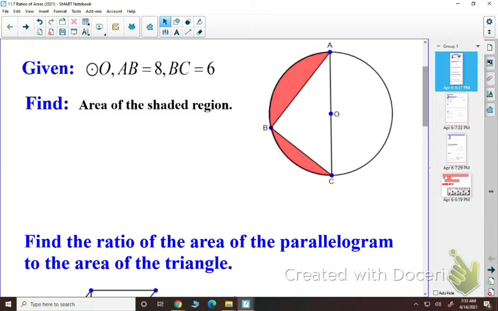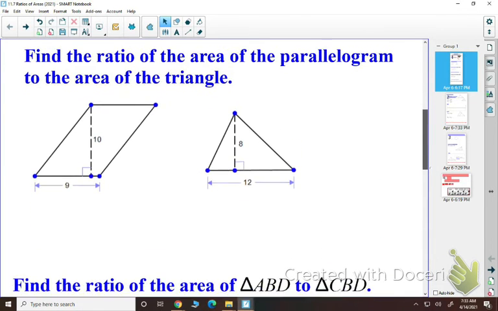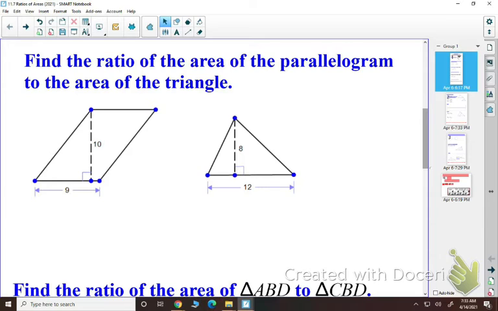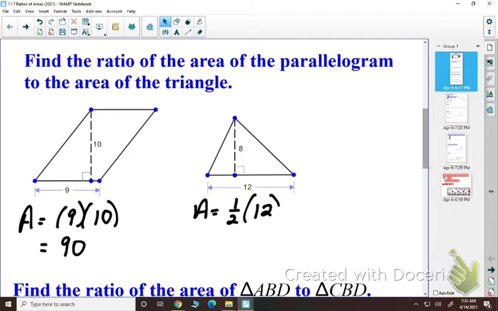Okay, so just a quick review there on area. Continuing on here, next it says find the ratio of the area of the parallelogram to the area of the triangle. So we need to find each one and then write it as a ratio and then reduce if it is possible. If I look at the parallelogram first, area of a parallelogram, remember, is base times height. It looks like the base is 9 and the height is 10. So 9 times 10 is 90. Next, the area of a triangle is 1/2 base times height. The base is 12 and the height is 8. So that's going to give me 48.